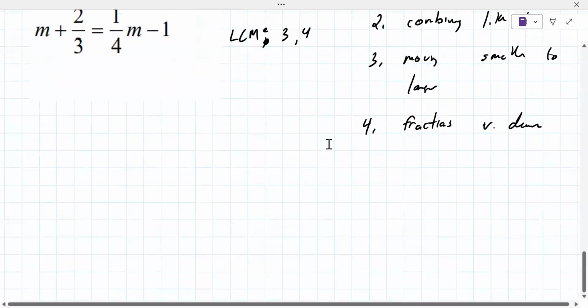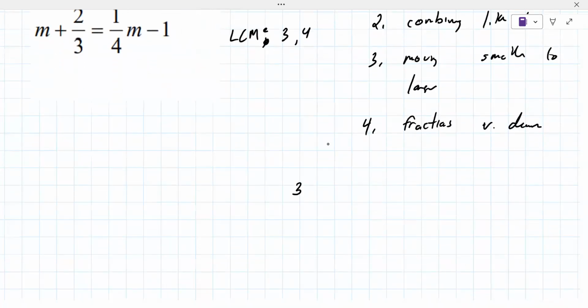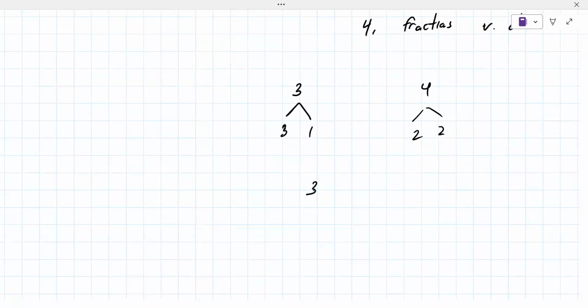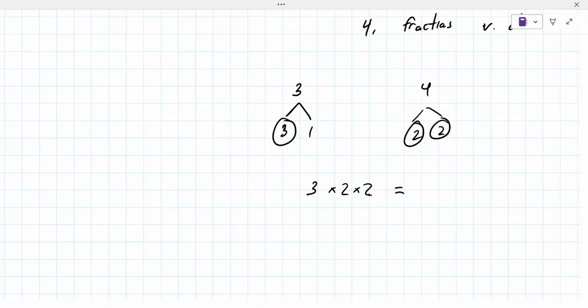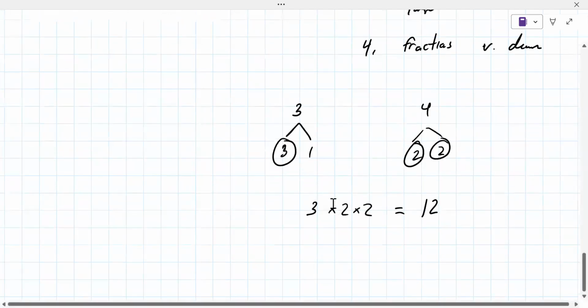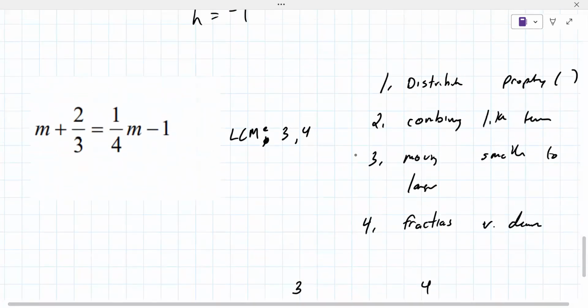So there's kind of this algorithmic way to do it, which is you build a factor tree of 3, which is 3 and 1, or just 3. 4 is 2 and 2. And you grab a 3, a 2, and a 2 because they're all different. If there was overlap, like let's say there's a 3 over here on the right, you would only use one of the 3s, but this ends up being 12. So the least common multiple ends up being 12.